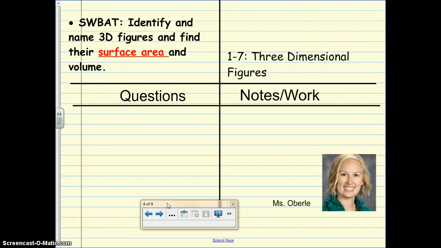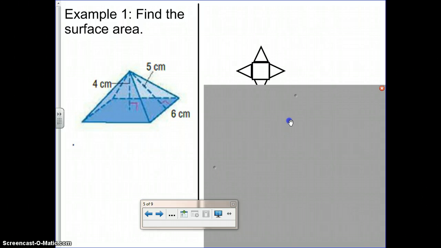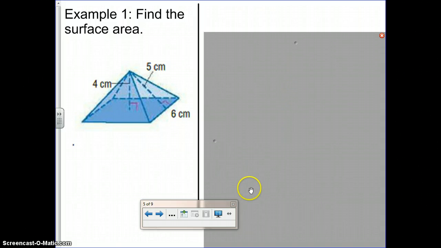Hi students, this is lesson 1-7, and today again we're focusing on three-dimensional figures, but by the end of this lesson you will be able to find their surface area. The lesson for tomorrow is about volume, yesterday was about drawing the nets of the figures, today is about finding their surface area. So let's start by looking at this pyramid.